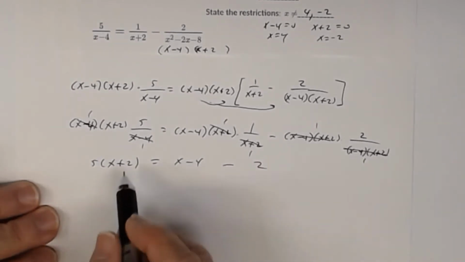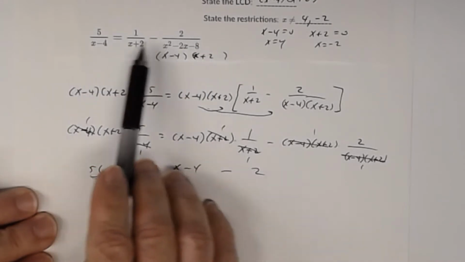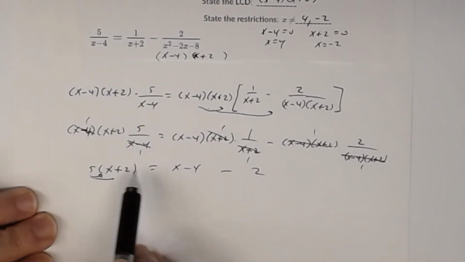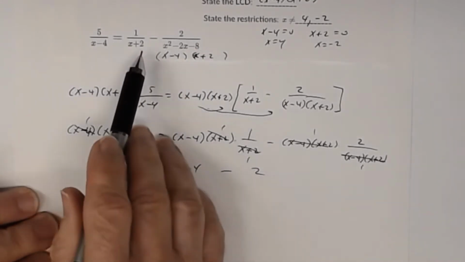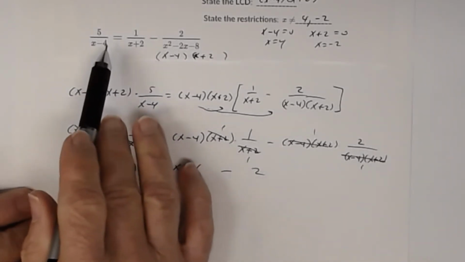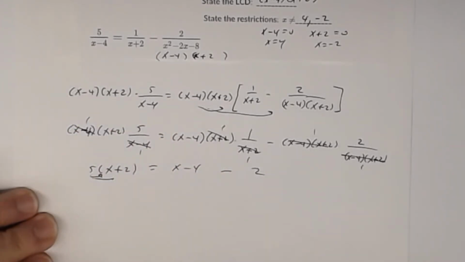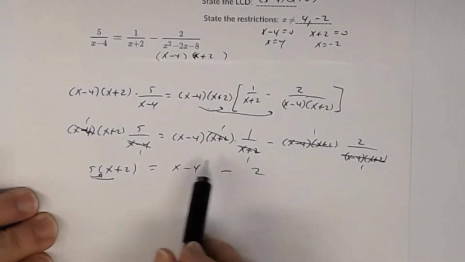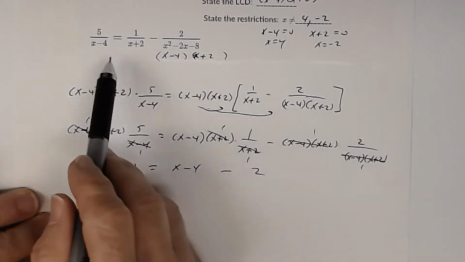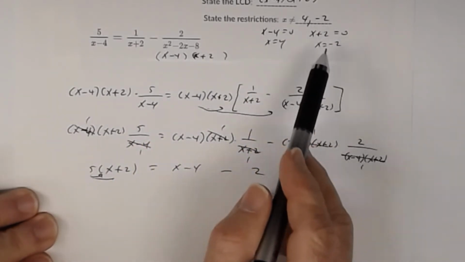All right, so now let's go ahead and distribute here. What happened is I went from a rational equation to a linear equation. Remember, a rational equation is not the same as a linear equation in this case because you have variables in the denominator, so that's a rational equation. This is linear. So the solution to this may or may not be a solution to the original. That's why you have to look at the restrictions.